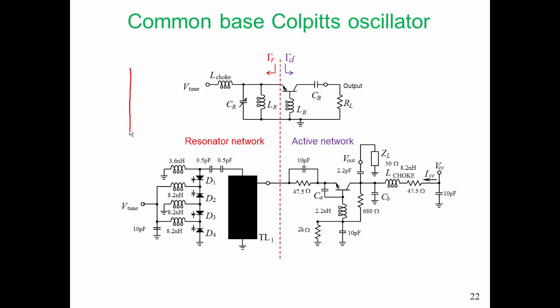The basic topology is as shown on the top here. This is a common base Colpitts oscillator, and we have a resonator on the left here which consists of a parallel LC circuit. And we want that circuit to look like a capacitor at the oscillation frequency. We want that resonator network to have a resonant frequency perhaps a little bit less than the frequency of oscillation.